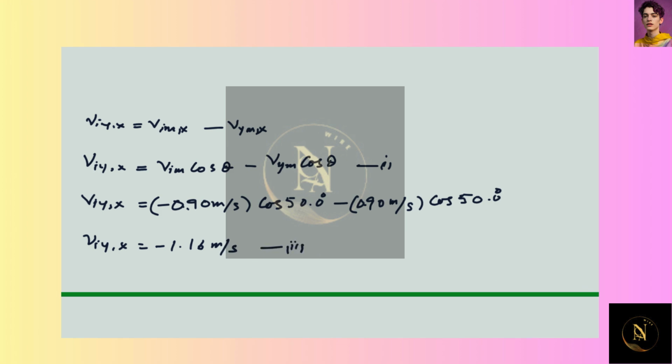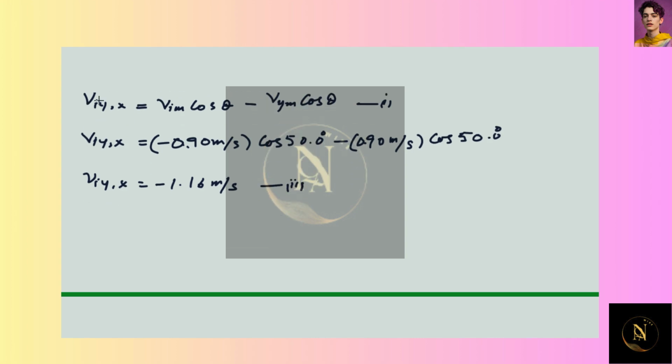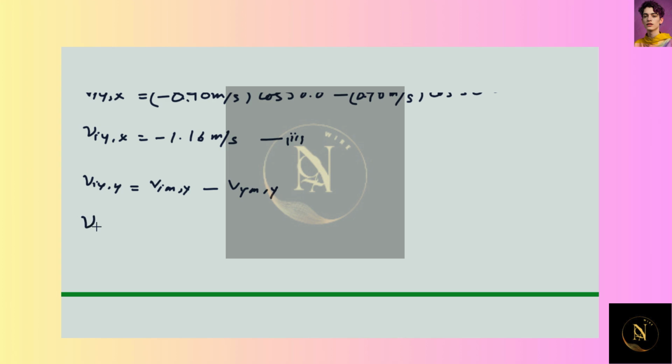Similarly, we can write the y component of this velocity as V_IY y is equal to V_IM y minus V_YM y. So this can be written as V_IY y is equal to V_IM sine of theta minus V_YM sine of theta.